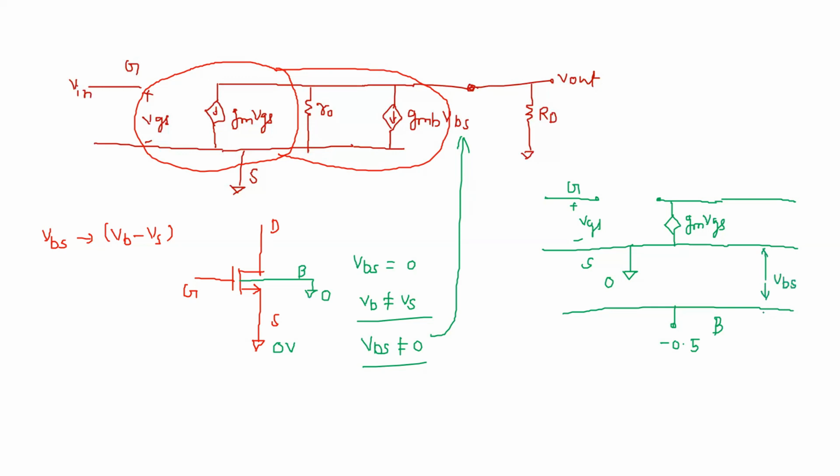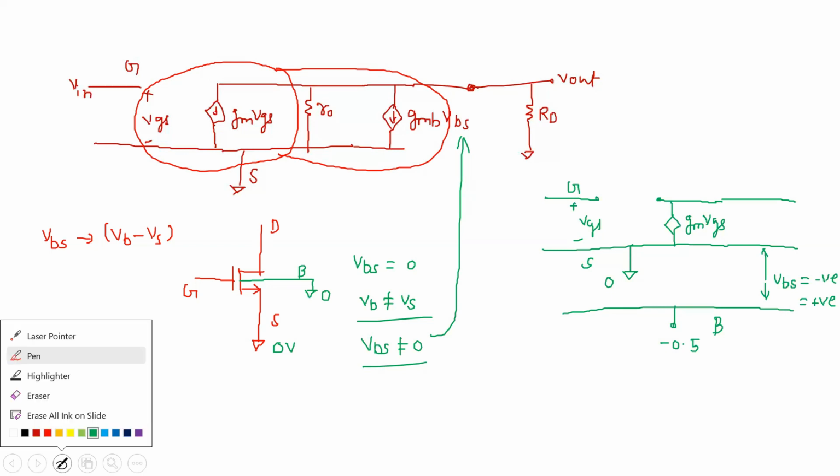body and source. So if the body has a lower potential than the source, then this term will be negative, and if the body has a higher potential than the source, it will be positive. Simple logic. So this is a general consideration we can consider, with the body at a lower potential than the source. If the body is at a higher potential, then we can also draw this body terminal here.